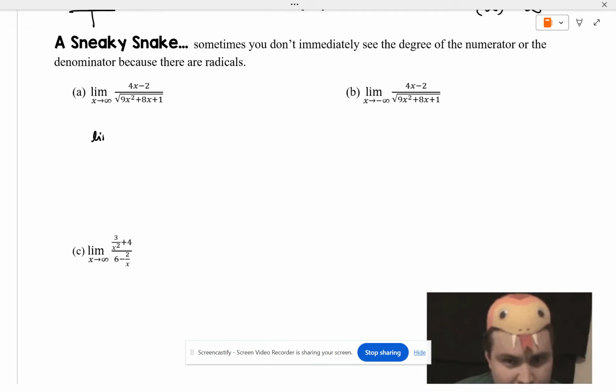We've got the limit as x approaches infinity of 4x minus 2 over... And then, as was suggested, let's take this guy, turn it into a 1/2 power, and see what's happening, okay?